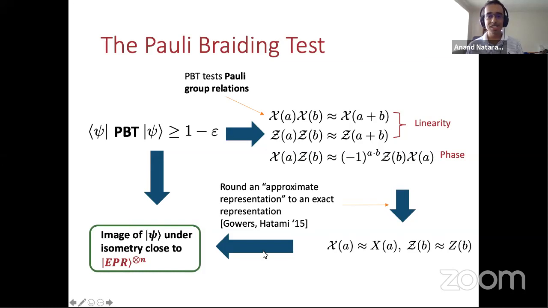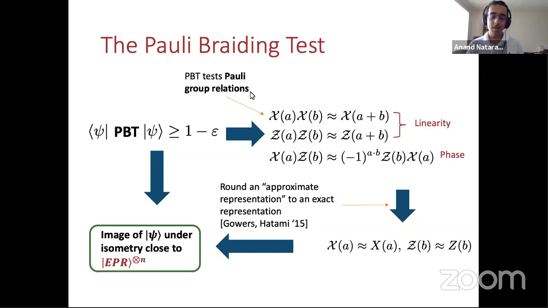So what are the steps? This step is just a mathematical theorem, a fact about these approximate representations. Where do we need to use our quantum ingenuity? Well, we need to construct a game that certifies these Pauli group relations and gives you the stabilizer relations you need to deduce the state. But really the tricky step is getting these Pauli group relations. So how is that going to work?